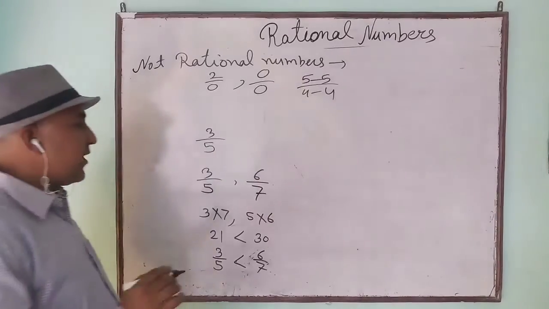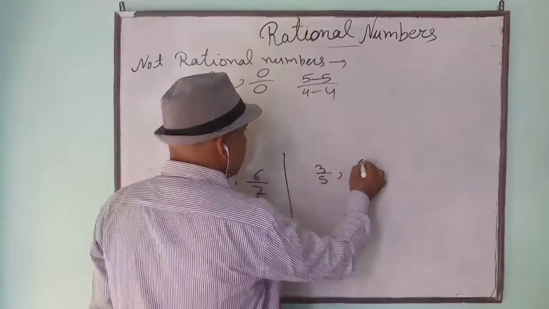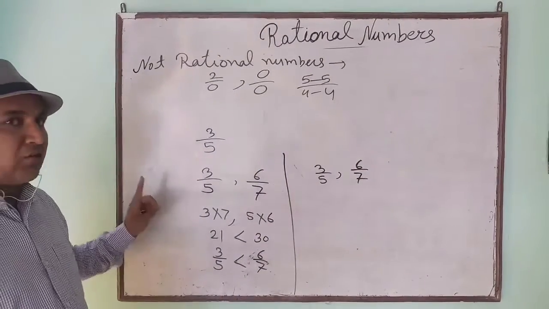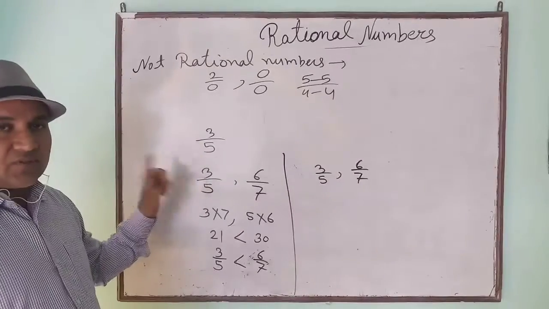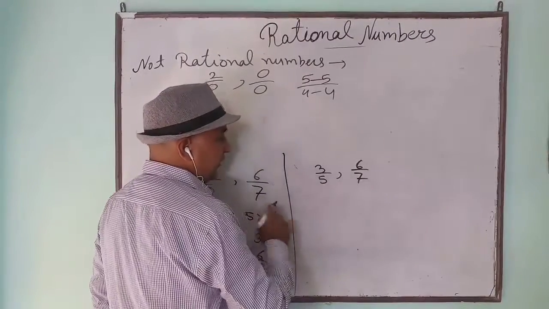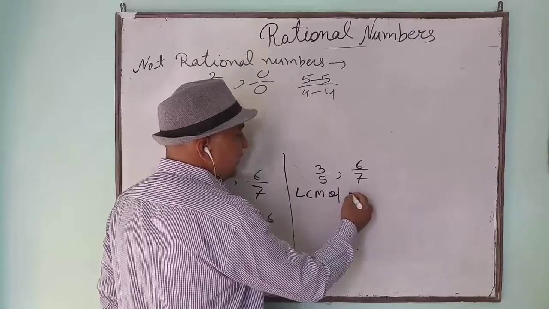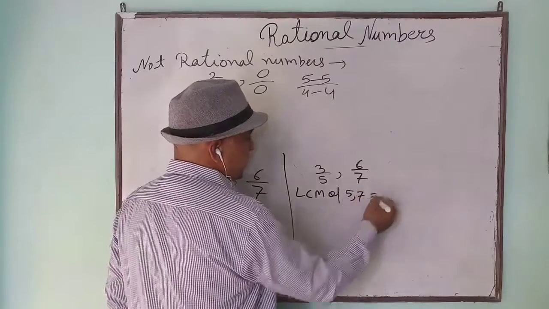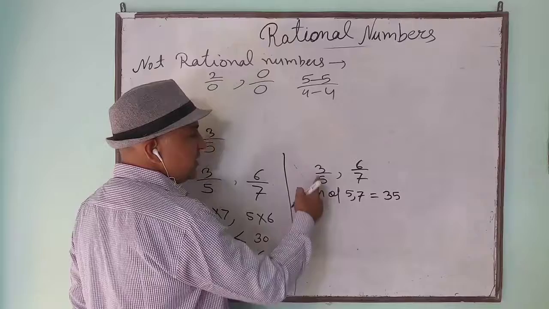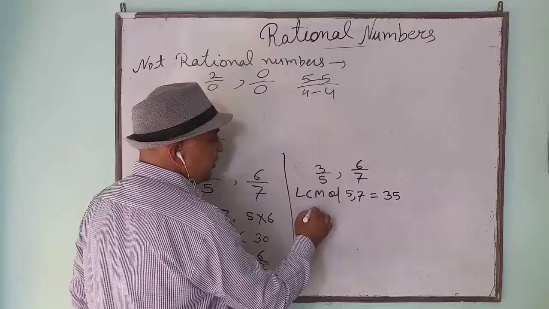One more method is there by which you can do. See the same example I am taking, 3 by 5 and 6 by 7. One method is this one, which is the cross multiplication. Second method is by making the denominators equal. To make the denominators equal, we take the LCM of denominators. LCM of 5 and 7 will be 35. That means in both the given rational numbers, we have to make the denominator 35.